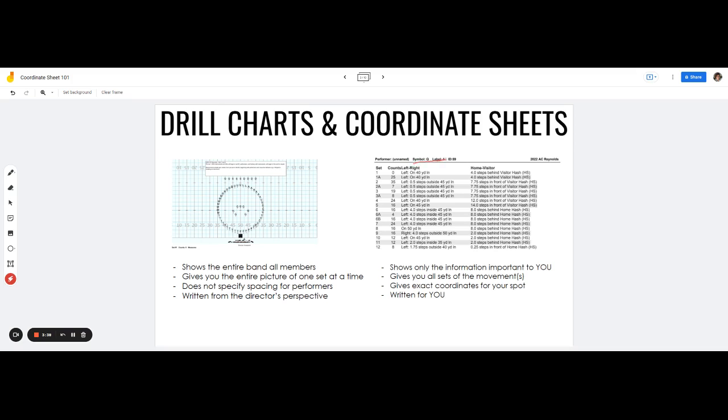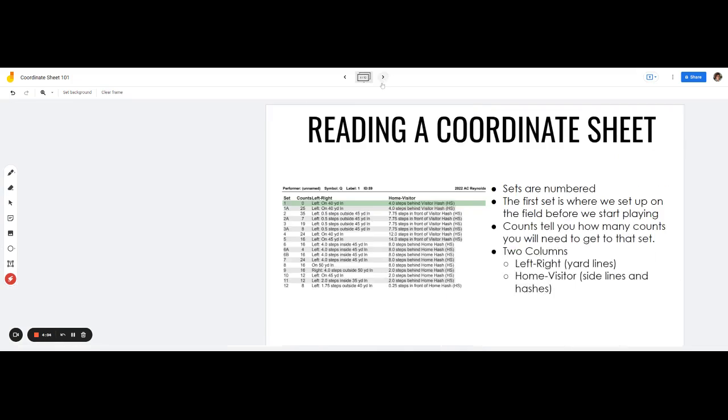That's why there's a symbol and label number here at the top, so that way you know this is Q1. If you're quad player number 1, this is just for you, and quad player number 2 is going to be a little different. Most people are just given coordinate sheets, but if you have a drill chart, this is great, but you do not need to have this as your only resource. You really do need to have your coordinate sheet because it's going to give you all the specifics.